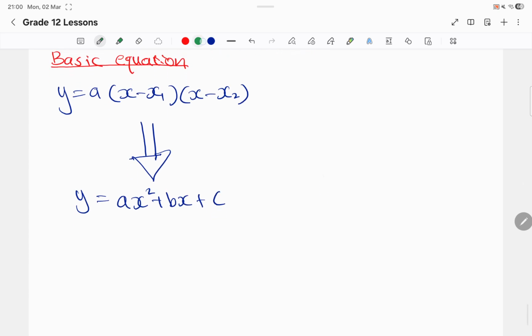In this equation, the value of a tells you the direction of the graph, and the value of c is the y-intercept. The value of c is the y-intercept.